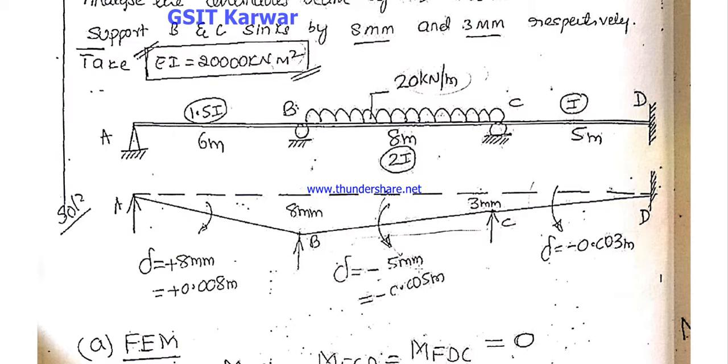It is so simple. After you convert to meter, it is minus 0.005 meter. This is the value you should take for span BC, the settlement or sink value, that means the dou value. Next, considering support C right hand side, the dou value is minus 0.003 meter. It is clear. Okay.